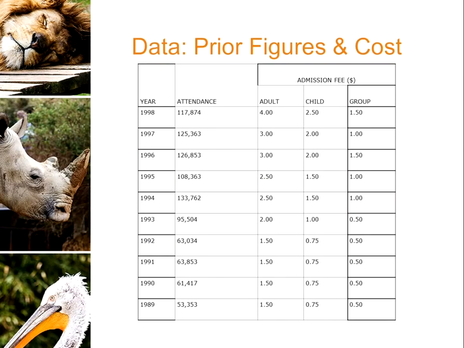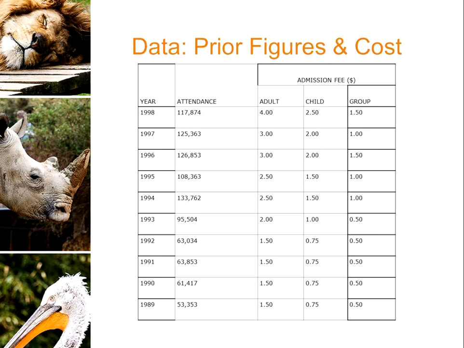So, moving into our data. Prior figures and cost. Akron Zoological Park's attendance figures have been on a constant rise since the park became an independent organization. Since 1989, the zoo's attendance rate has nearly tripled from 53,353 to an all-time record high of 133,762 in 1994. From 1994, the attendance rate has shifted to a slight decline with an attendance of 117,874 in 1998. This could be due to the increase in admission fees in 1995 that raised all adult, child, and group tickets by 50 cents.